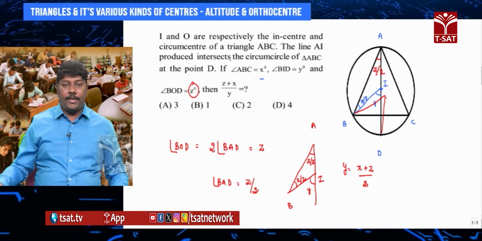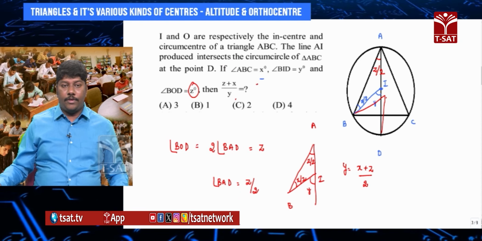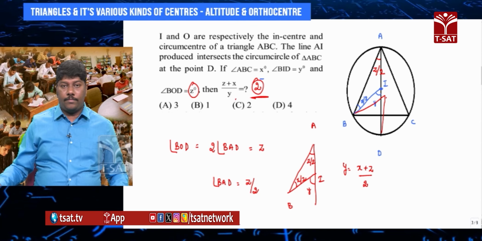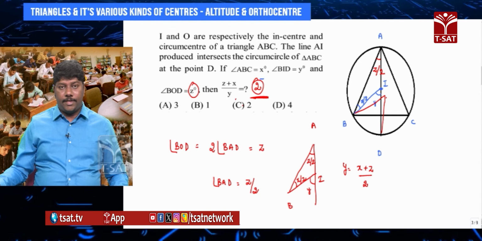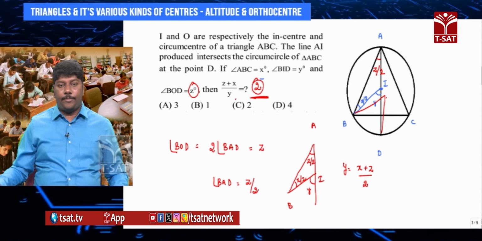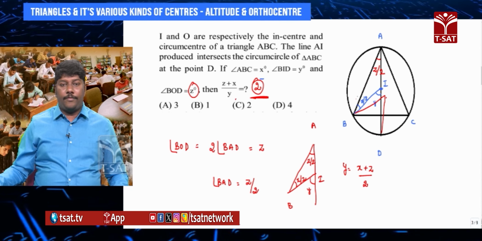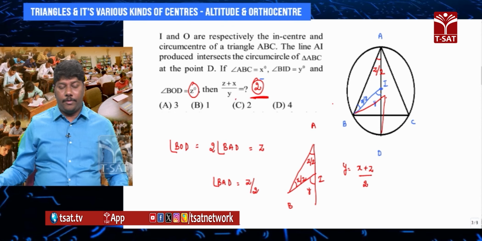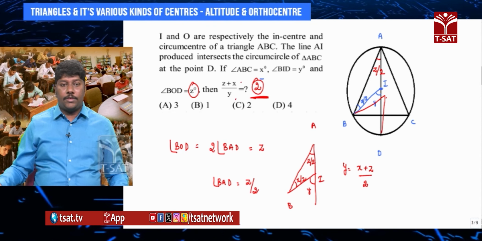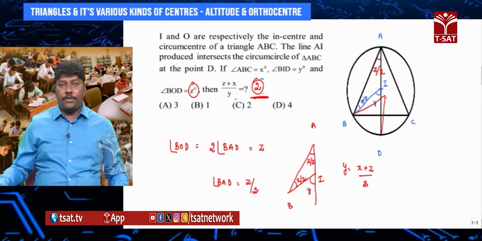So, x plus z by y is equal to 2. Here we have used circumcenter and also incenter properties both. So, external angle becomes y, that becomes the sum of two interior angles, x by 2 plus z by 2. So, x plus z by 2. So, z plus x by y is equal to 2 there.